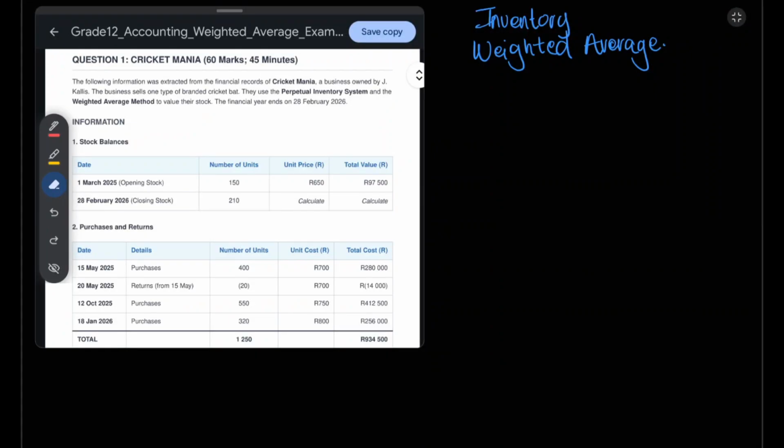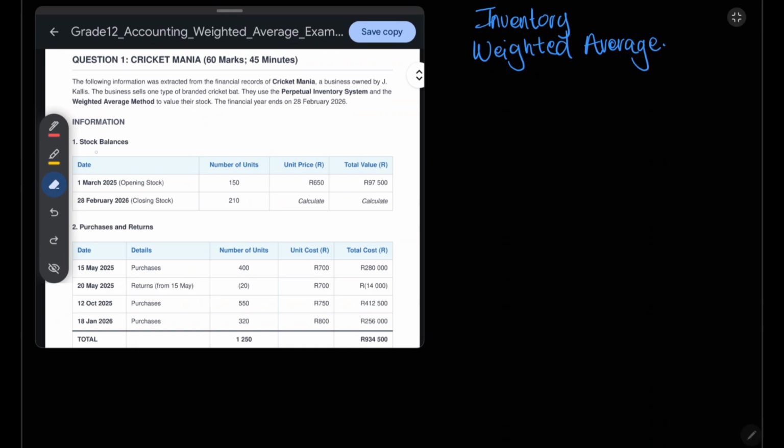Today's lesson is about the weighted average method under grade 12 inventory. We have question 1, Cricket Mania. The following information was extracted from the financial records of Cricket Mania, a business owned by J. Callis. The business sells one type of branded cricket bat. They use the perpetual inventory system and the weighted average method to value their stock. The financial year ends on 28th of February 2026. So they use the perpetual inventory system, meaning whenever something is sold, they update the inventory.